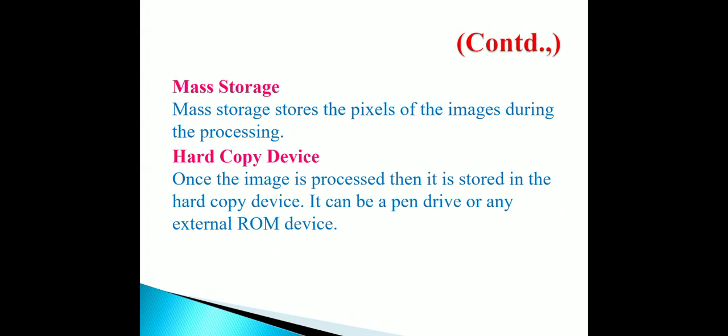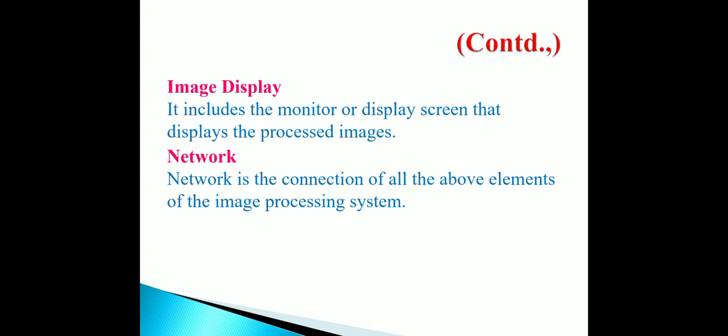Hard copy device, once the image is processed, then it is stored in the hard copy device. It can be a pen drive or any external ROM device. Image display includes the monitor or display screen that displays the processed images. And a network is the connection of all the above elements of the image processing system.